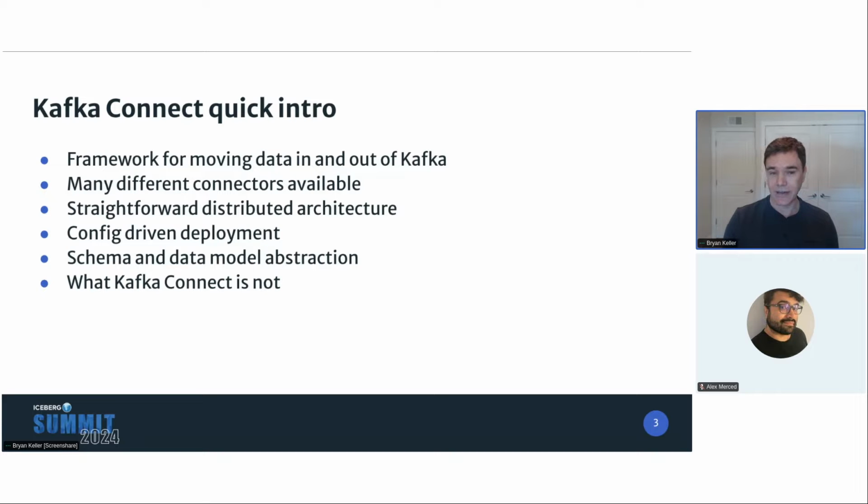Kafka Connect also has a schema and data model abstraction. So as a connector developer, you work with this abstraction. And for the most part, you don't need to be concerned with dealing with different schemas and formats like Avro, JSON schema, and protobuf. What Kafka Connect is not is a full-blown stream processing engine. So if you want to perform joins, keybys, stateful processing, sessionization, and things like that, you'll want a stream processing engine like Flink, Kafka Streams, and so forth.